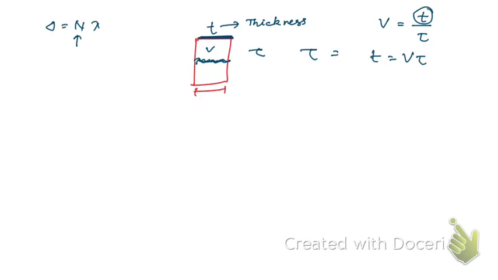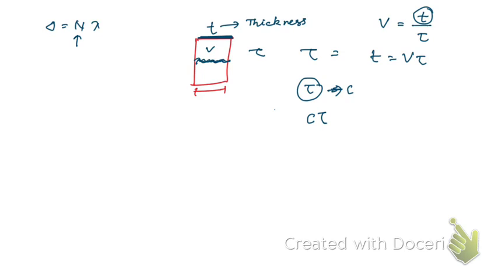And the distance traveled by light in a vacuum in the same time tau: in a vacuum the speed of light is c. So distance is equal to speed into time, so the distance traveled in vacuum is c into tau. We can write c into tau.